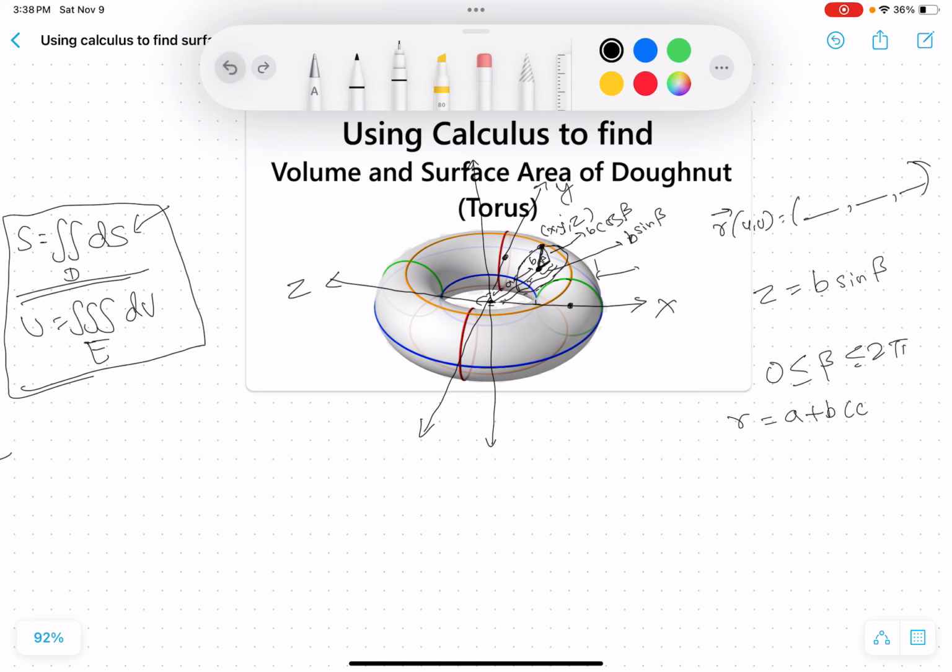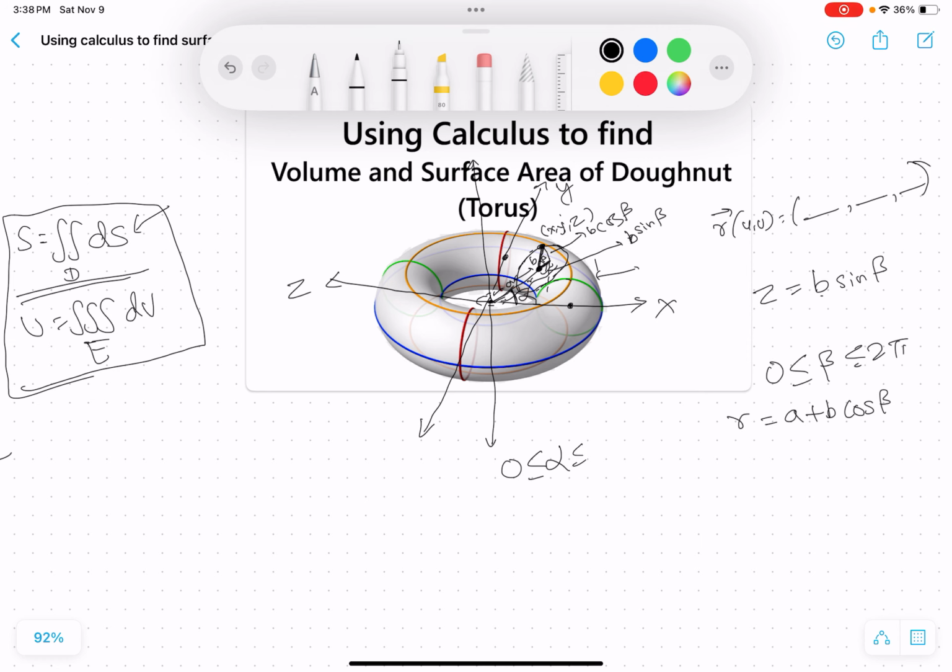Now since this r is a plus b cos beta, and we know that it's in the xy plane, it's easy to get the x and y coordinates, right? They are just these components. I guess you can easily see that. Now if I name this angle over here as alpha, which will also be varied from 0 to 2 pi to give the entire torus, right?